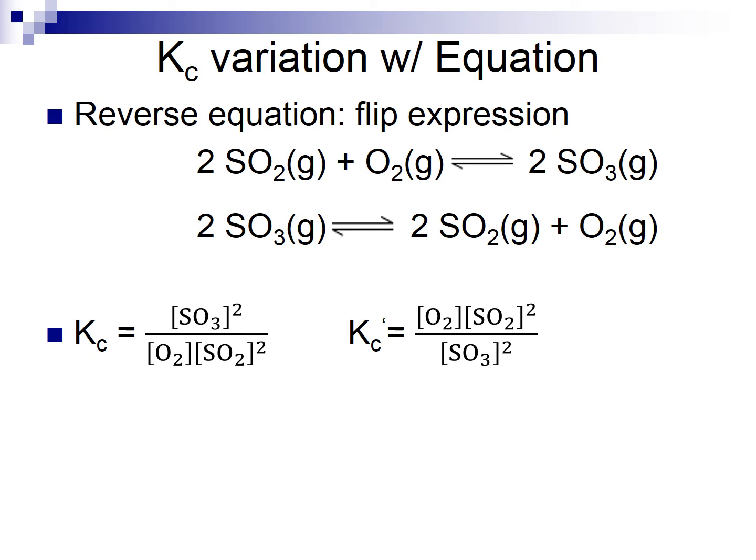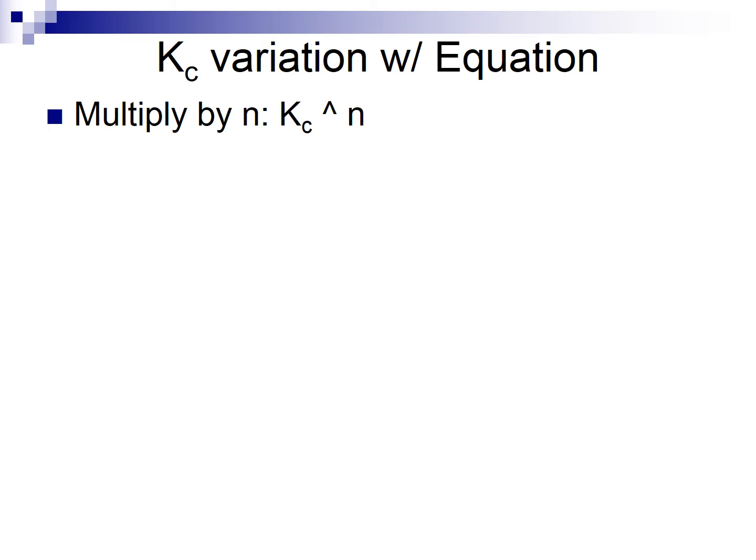So my initial Kc with SO3 to the second power on top, O2 and SO2 squared on bottom, now becomes Kc prime of O2 on top, SO2 squared on top, and SO3 squared on bottom. Obviously, if I've inverted the entire expression, I've essentially taken the reciprocal of the Kc value numerically, because all of my numbers are now on the opposite side of the divisor line. So the value of the Kc prime should be expected to be the value of the Kc against 1, so 1 over Kc.